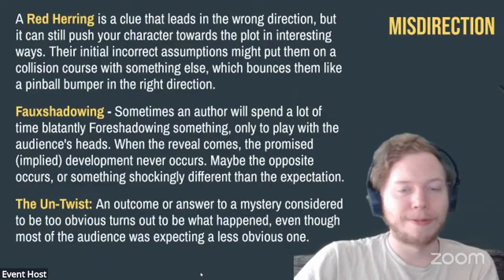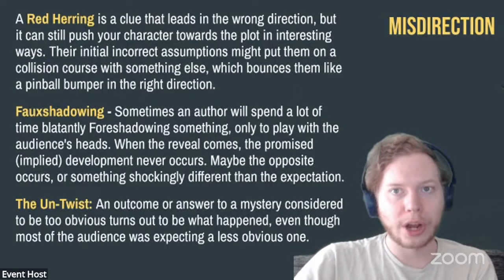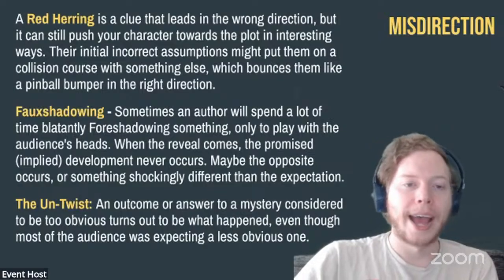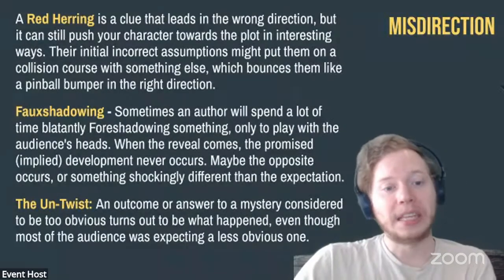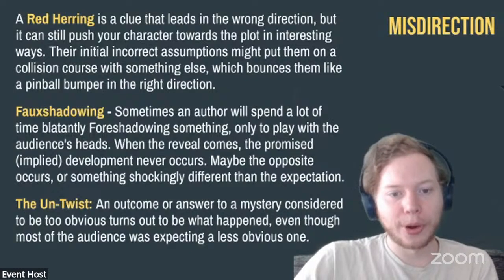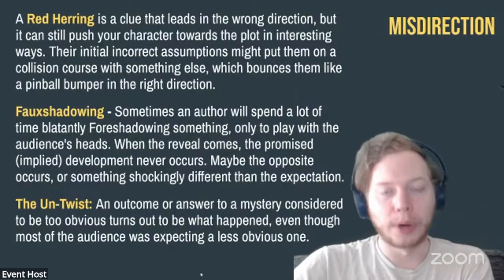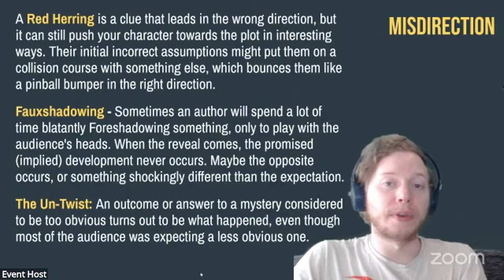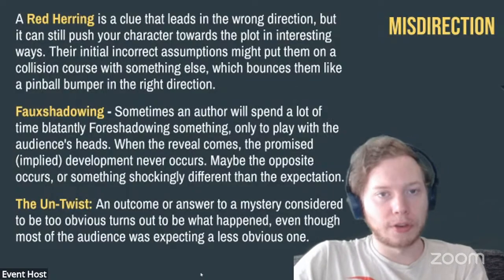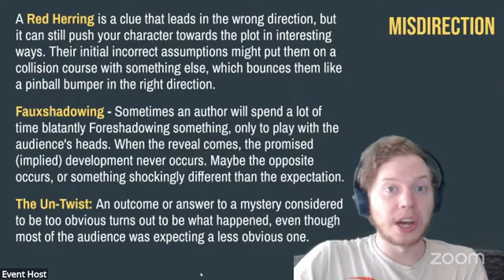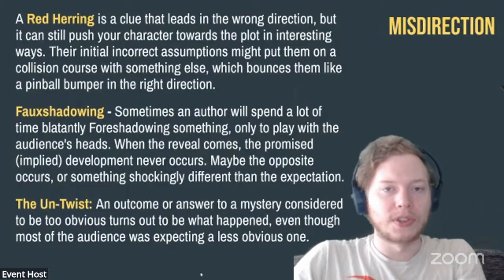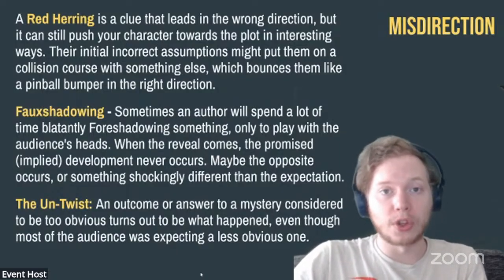False foreshadowing is where it seems like we're foreshadowing something, but then it turns out that something else is going on. The untwist is an outcome or an answer to a mystery considered to be too obvious that turns out to actually be exactly what is going on, which some viewers get really annoyed by. So you do have to be careful with that, because it can make it seem like your detectives are dumb, or that the solution should have been resolved much easier.